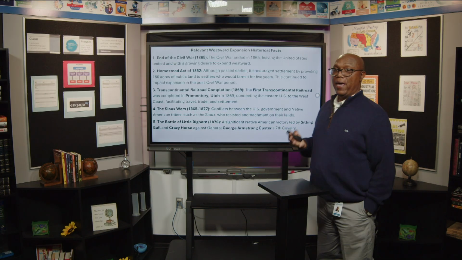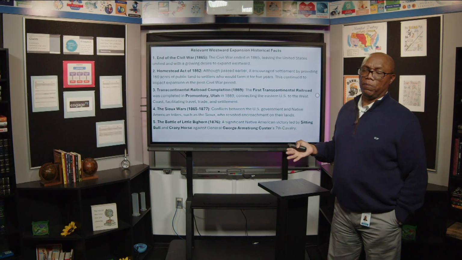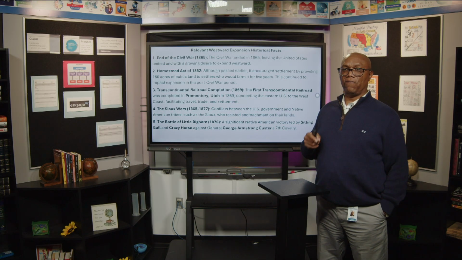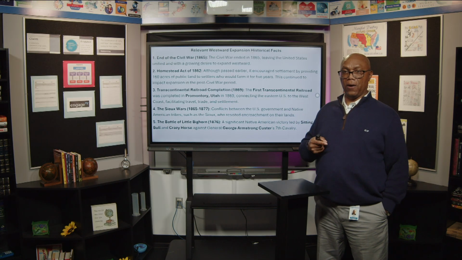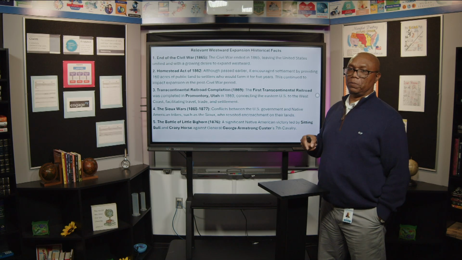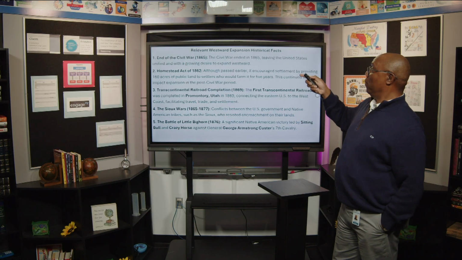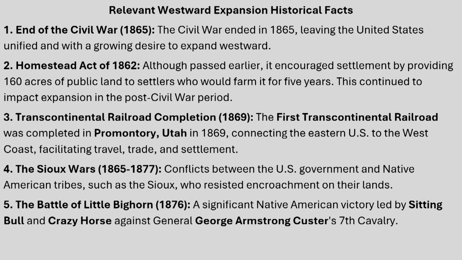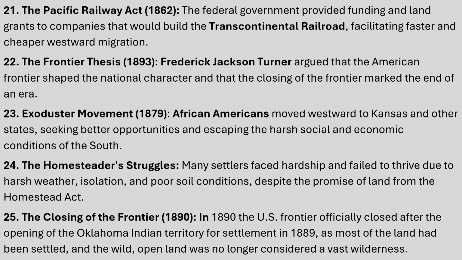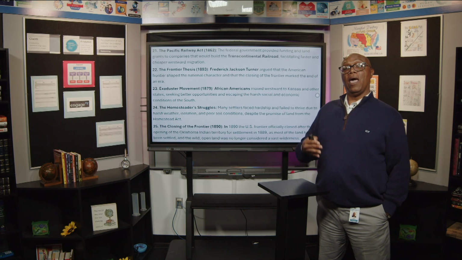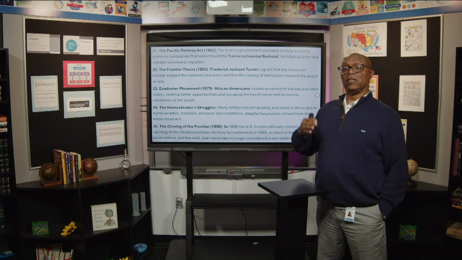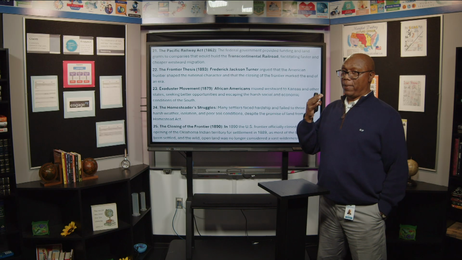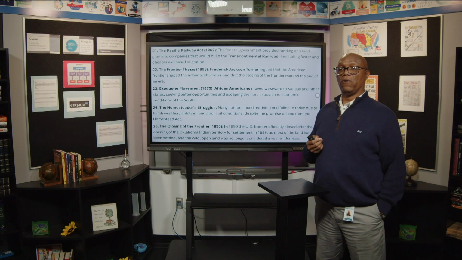All right, what we have here, and we're not going to go over these, but what I did is I created a list of facts that you need to know that accompanies each one of these particular lessons. Here we start with the end of the Civil War in 1865, and it concludes with number 25, the closing of the frontier in 1890. Now these are 25 facts that you can go through, of course, at your own convenience, and if you learn these facts, it'll give you a pretty good basis of the things that you need to know.